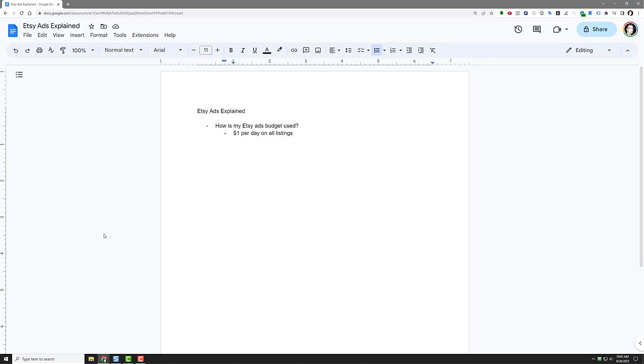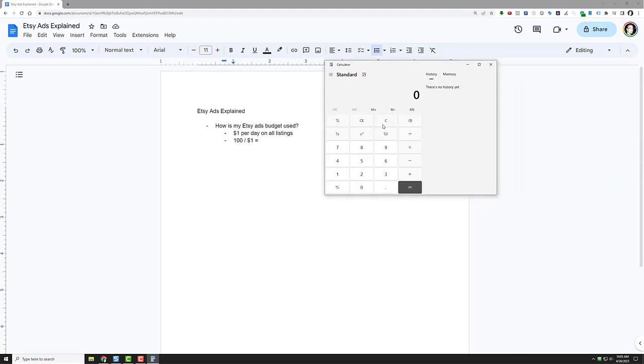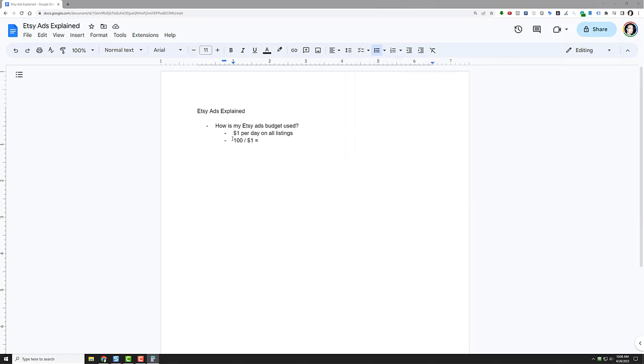Now, if you're at $1 a day, and say you have 100 listings, some simple math: 1 divided by 100 is a really, really tiny number that's going to be spent on each listing. A penny per listing, basically. So each listing will get like a penny, theoretically, in a perfect world, but it doesn't work like that.